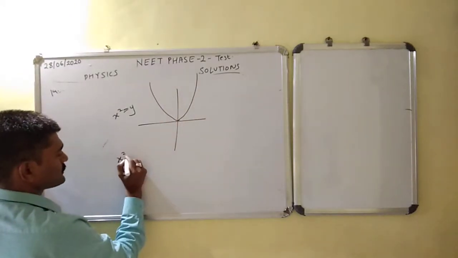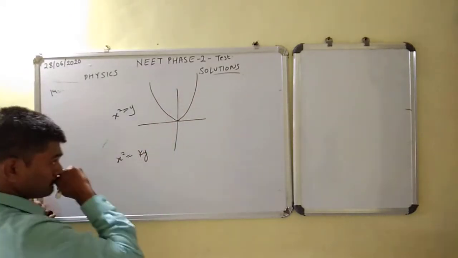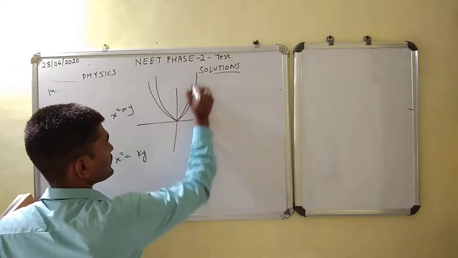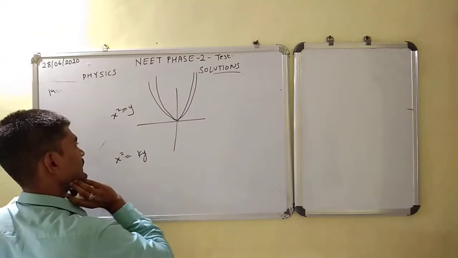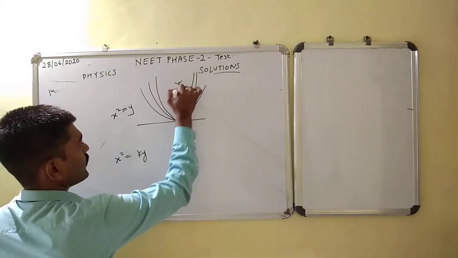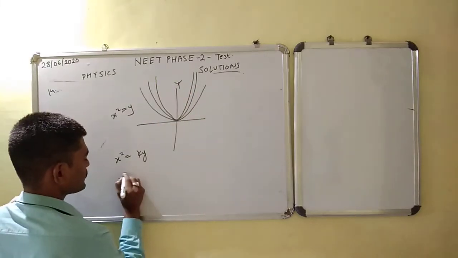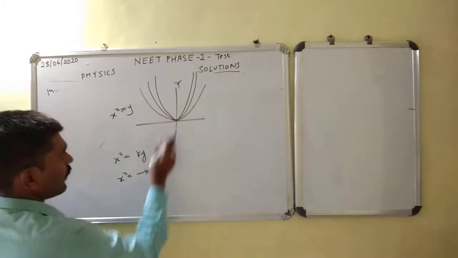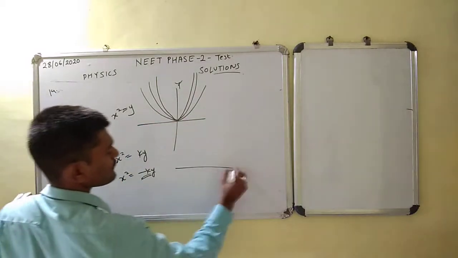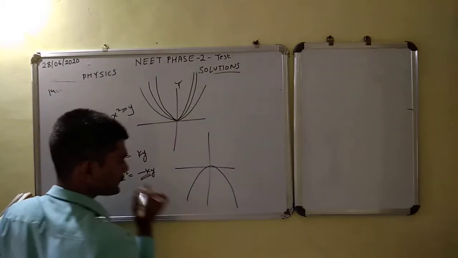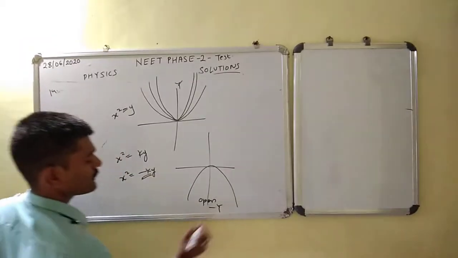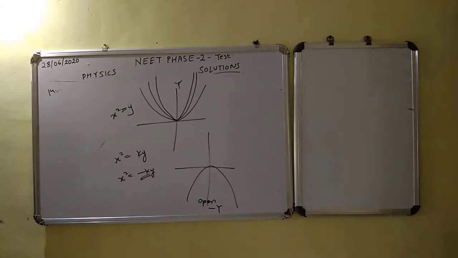So x squared equals ky is also the same graph, but a little different. If the constant k is positive, it will become like this. If it is lesser, then it will become like this. But it is always open on the y-axis. If you put x squared equals minus ky, then all these answers will be multiplied by minus k, so all the answers will be negative. So it will be open towards the minus y-axis.